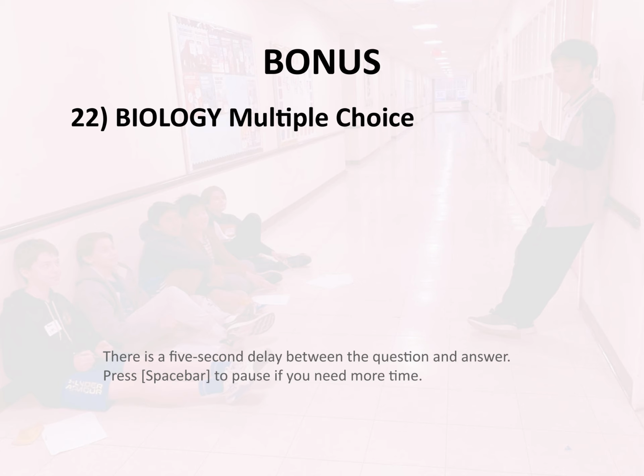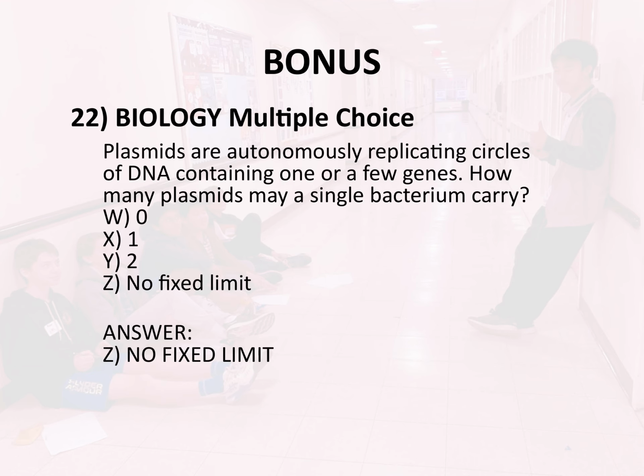Bonus 22. Biology. Multiple choice. Plasmids are autonomously replicating circles of DNA containing one or a few genes. How many plasmids may a single bacterium carry? W. 0. X. 1. Y. 2. Z. No fixed limit. Answer: Z. No fixed limit.